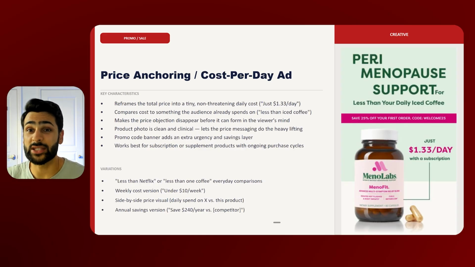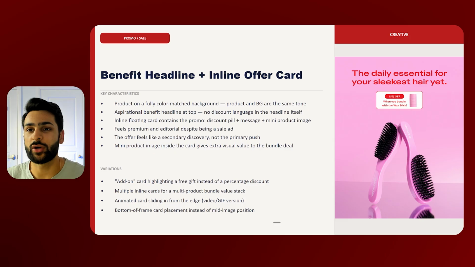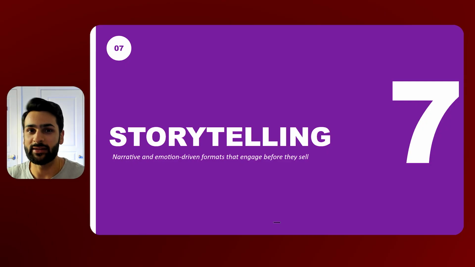If your product has servings, then a price anchoring ad can work really well. Your product might seem expensive, but if you break it down into the number of servings or the cost per day, it can make the price a lot more digestible and counter that price objection that people might have. So here we've got a combination of the benefit being called out in the message plus an actual offer being presented as well. Now we're going to have a look at some storytelling static ads.